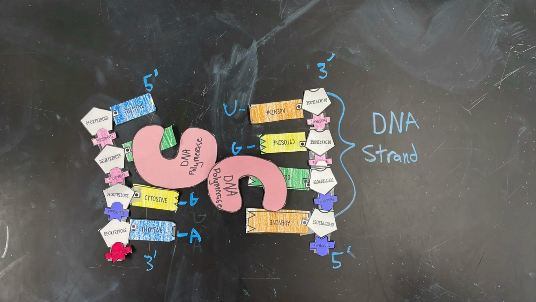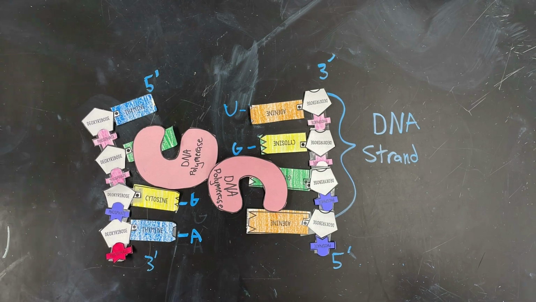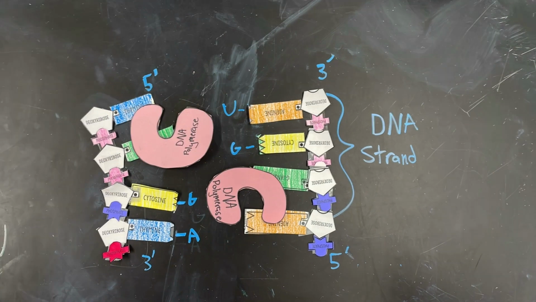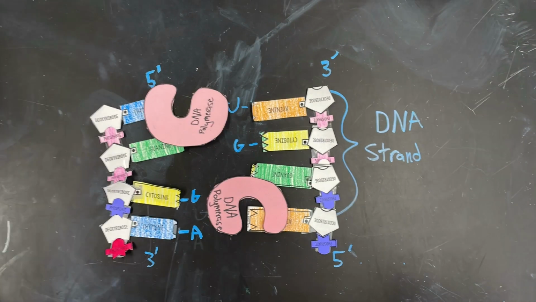After the primase, DNA polymerase reads the strand in the 3' to 5' direction, meaning it places the nucleotides in the 5' to 3' direction. Each strand is anti-parallel, so the strands are going in opposite directions and are complementary to one another.